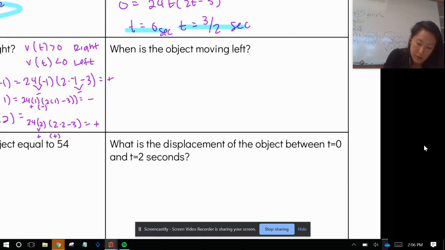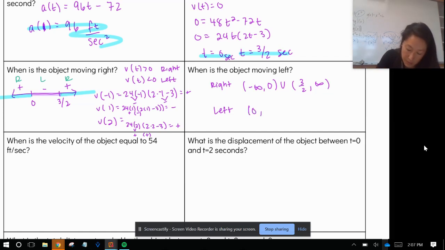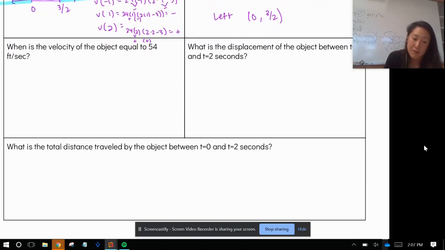Oh, I need to write the intervals. Okay, so I have to the right and to the left. To the right, it's between negative infinity to 0 and 3/2 to infinity. So negative infinity to 0 or 3/2 to infinity. And to the left, it's when our velocity is negative. So between 0 and 1.5. So 0 to 3/2.